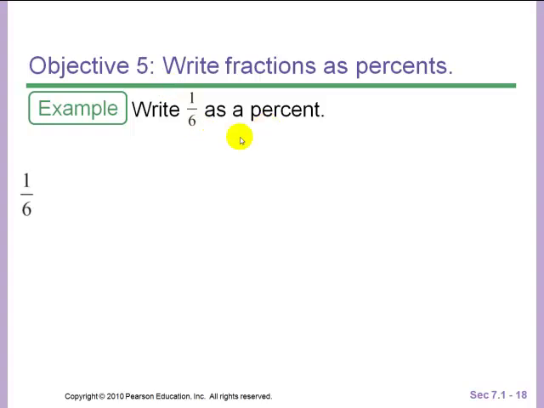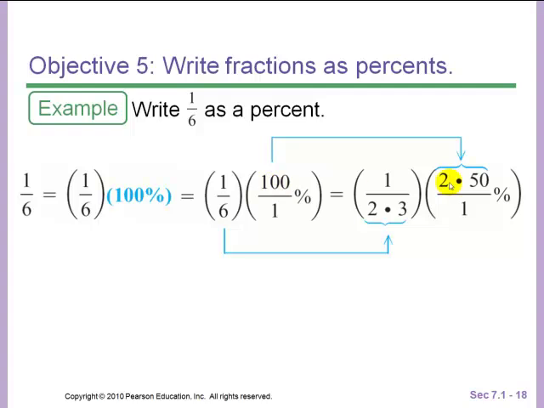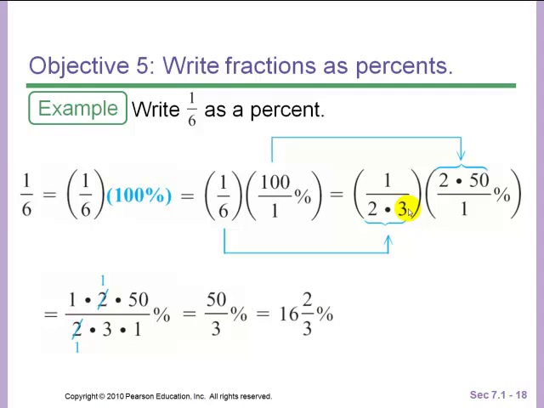Write 1/6 as a percent. Multiply by 100, break 100 down to be 2 times 50, and 6 down to be 2 times 3. The 2s cancel. I get 50 over 3, or 16 2/3%. Had you done the long division, you would have had 1.66666 with the 6s repeating. When you move the decimal, you get 16.66666 repeating, which is 16 2/3%.